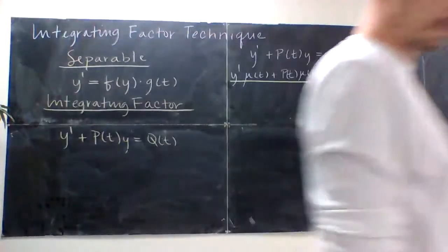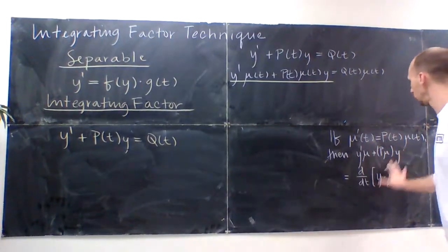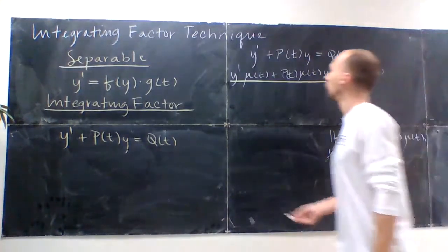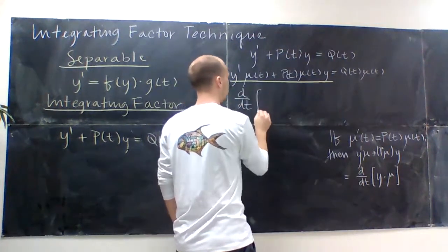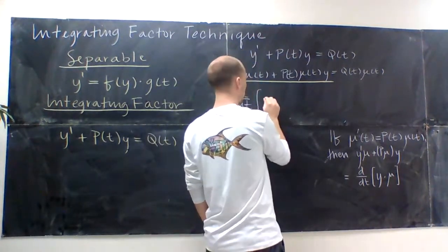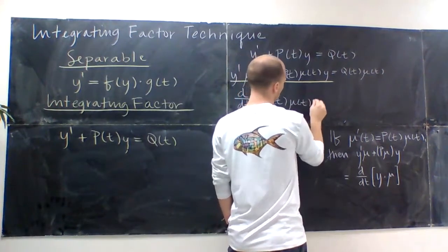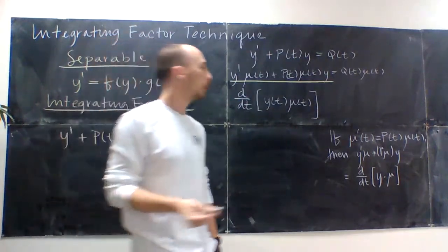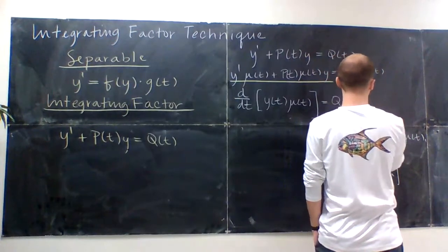So at that point, I'm going to use this equality, really just hoping that p of t is anti-differentiable. And so I'll say that this is the derivative with respect to t of y of t times mu of t, where y of t is the solution I'm hoping to find in the first place. And this is equal to q of t times mu of t.